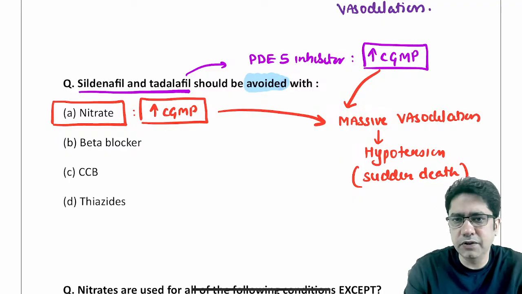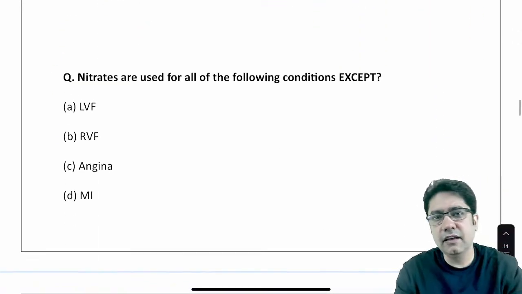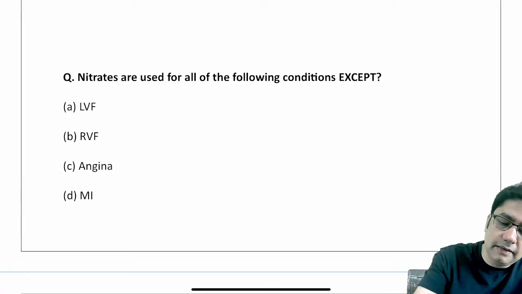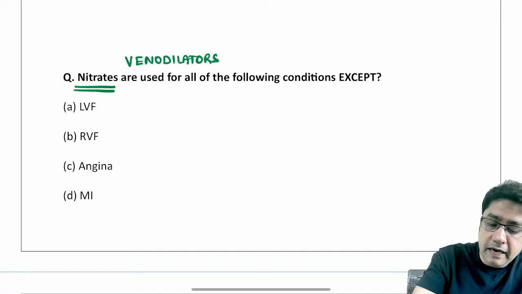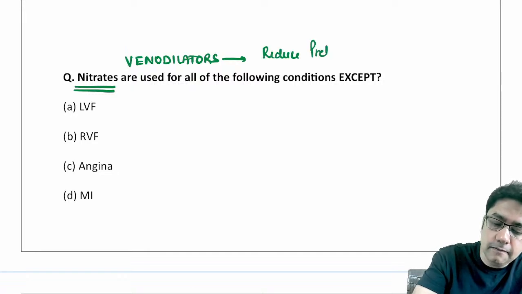Very frequently asked question. So nitrates are given in all of the following conditions except. Now remember, what are nitrates? Nitrates are venodilators. They dilate veins. And by dilating veins, remember, they reduce preload to the heart.